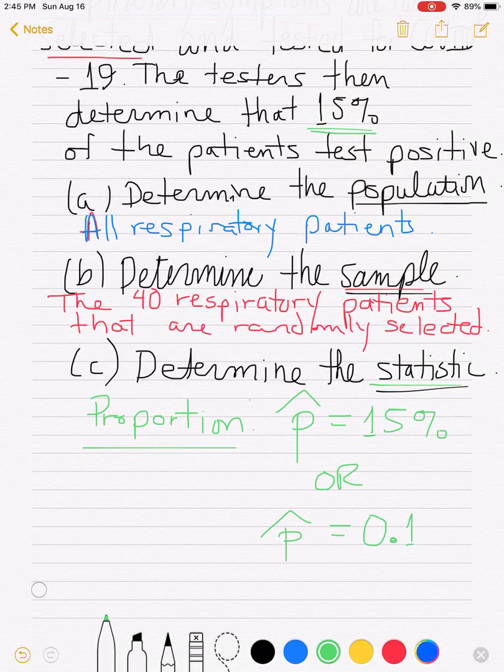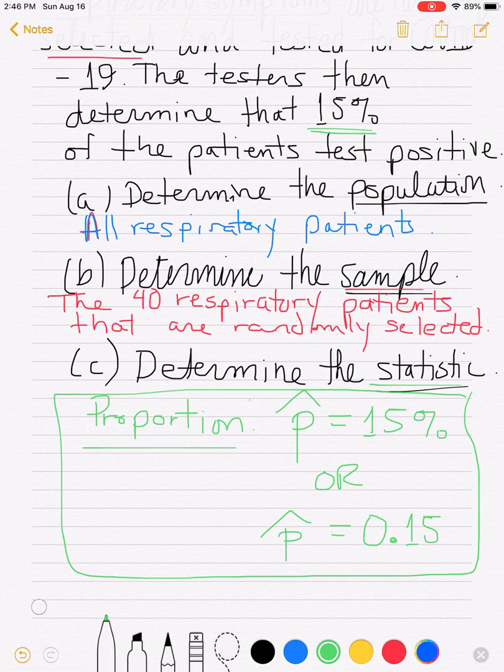How do you convert that to a decimal? You just take the percentage sign, move it 2 to the left, and turn it into a decimal. And that's how you get a decimal version of your percentage. So 0.15 or 15%. All right, I think we're going to stop there. Probably our next video will look at different types of data.